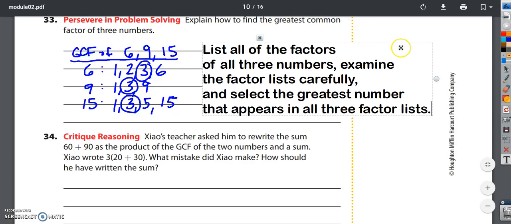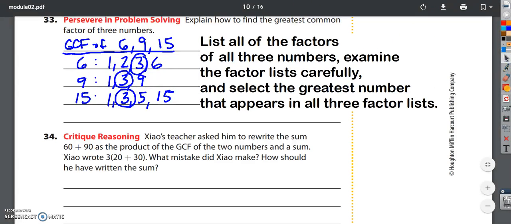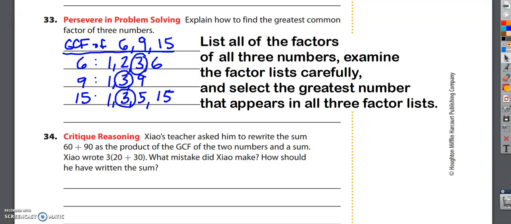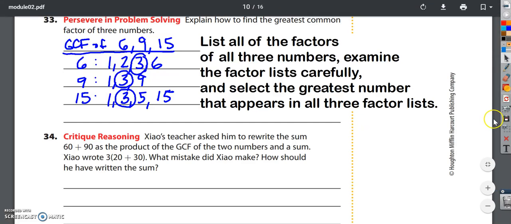I'm actually pretty proud of that explanation. I think that answers the question. That right there, what you're looking at right now, is an example of a well-written answer. Good job. Okay, moving on.